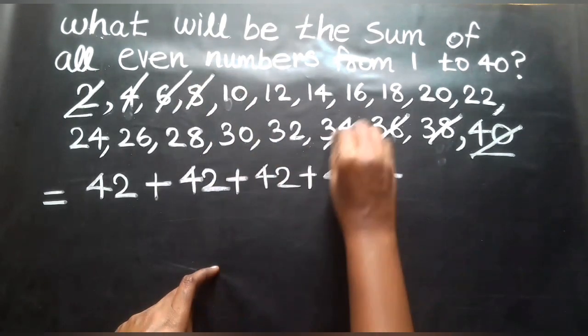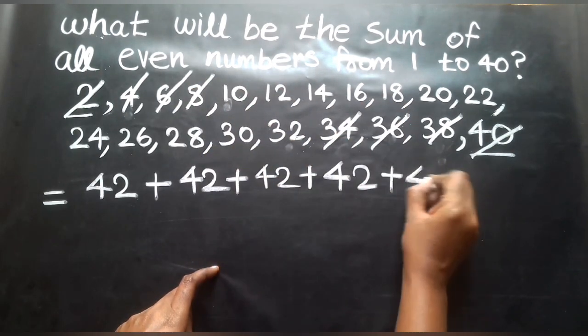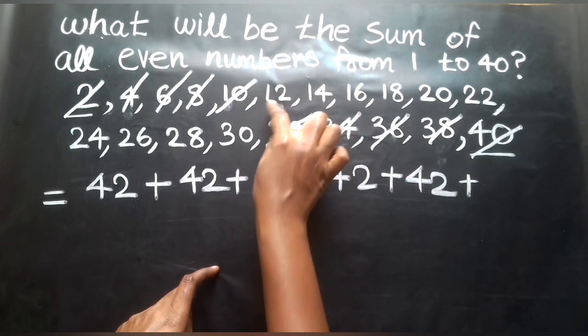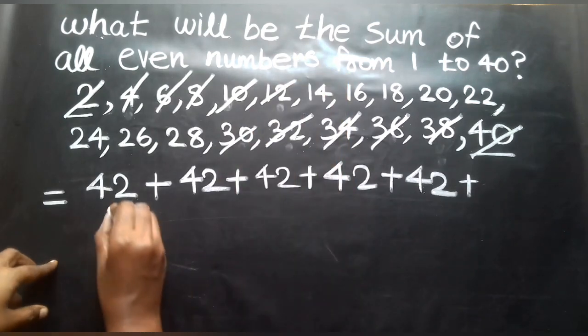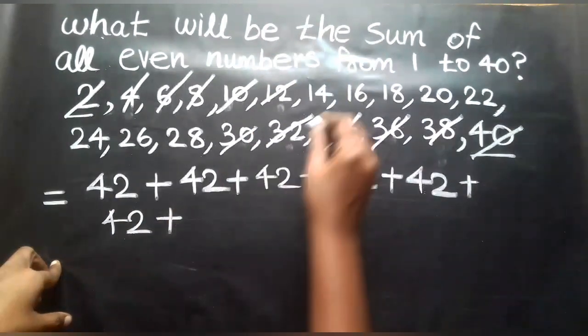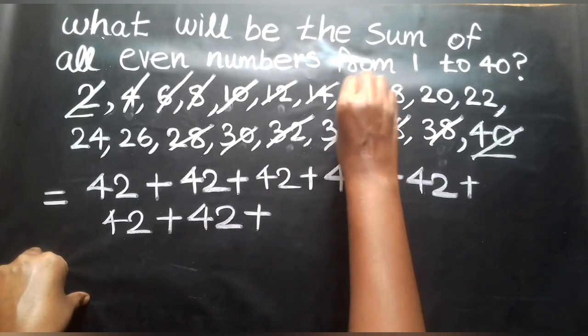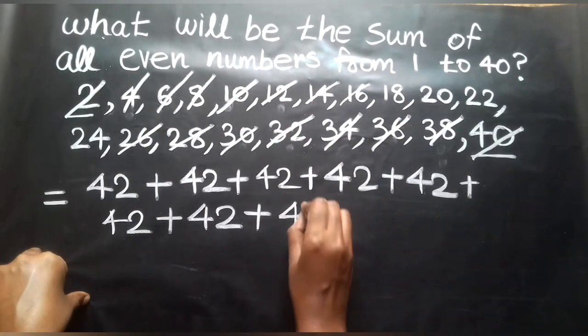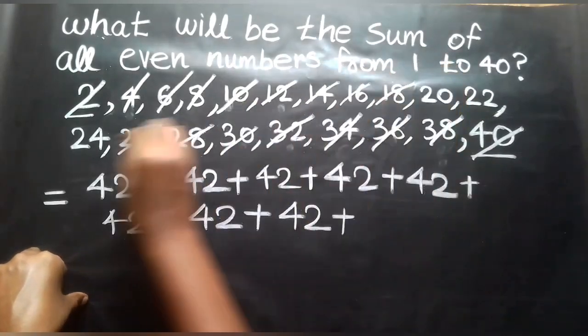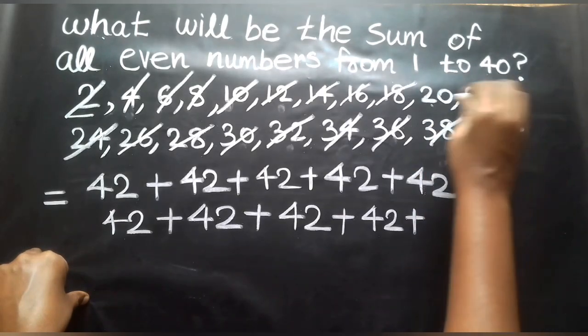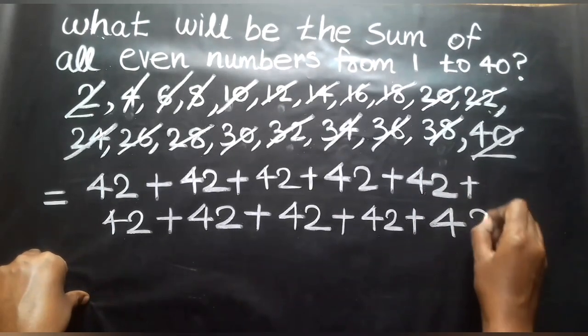Plus 10 plus 32 is 42. Plus 12 plus 30 is 42. 14 plus 28 is 42. 16 plus 26 is 42. 18 plus 24 is 42. Plus 20 plus 22, which is 42.